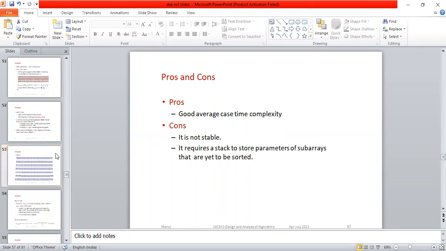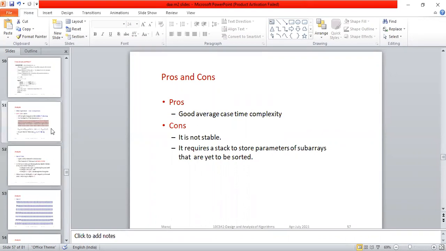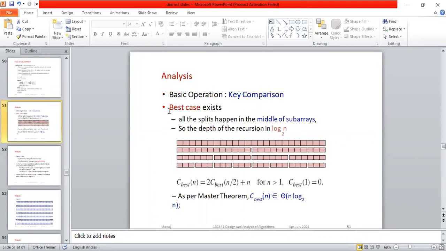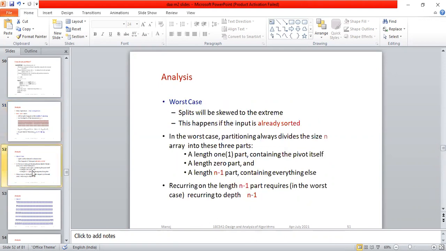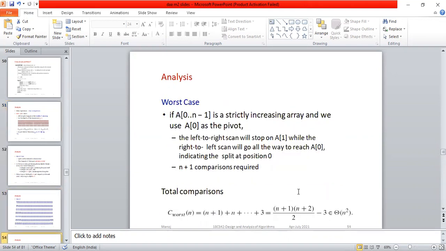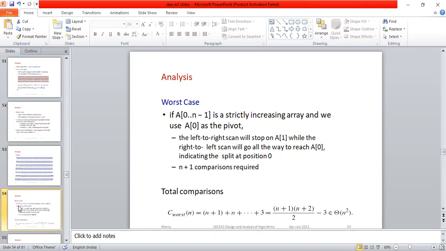Finally, for the analysis part, the best case of the quicksort algorithm is n log n to base 2. The worst case is theta of n square. So n log n is the best case, and the worst case is theta of n square.